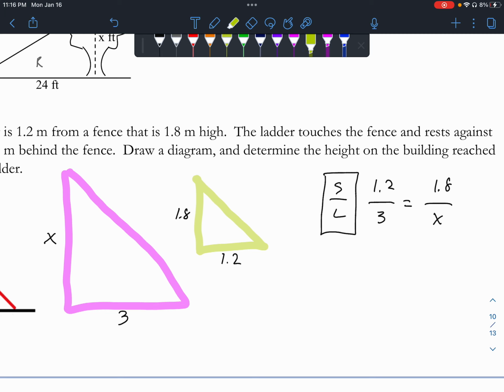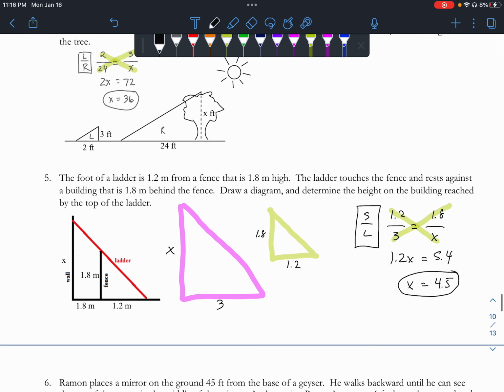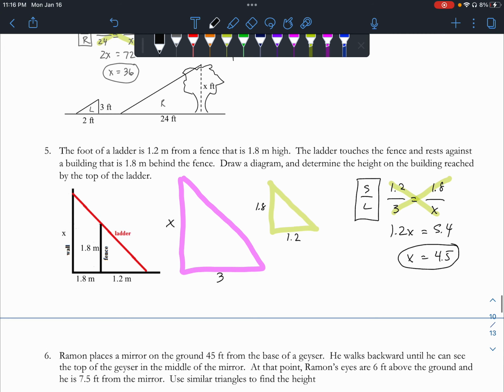Cross multiply. We're hopefully getting really good at this because we're doing it just about every problem that we see. 1.2x equals, I need a calculator for this one real quick, 5.4. Once you divide those out, you should get an answer of 4.5. So it does say draw a diagram, which they give to us, determine the height of the building. The height of the building should be 4.5 meters, not feet.